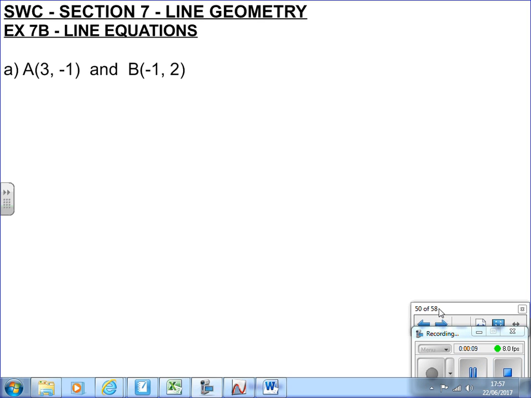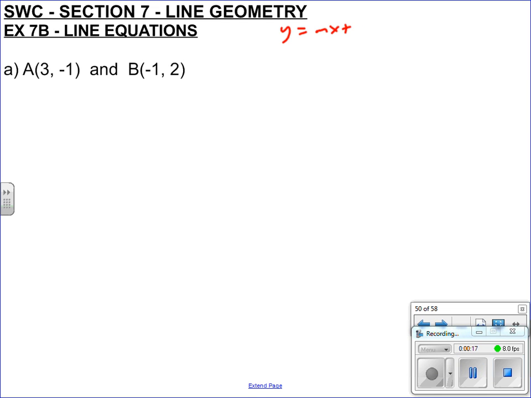Okay everyone, so this video is on line equations and a new formula being introduced. I'm sure you're aware of the mx plus c one, where m is the gradient and plus c is your y-intercept, okay? But that's kind of old school now, and a little bit tricky to use sometimes.